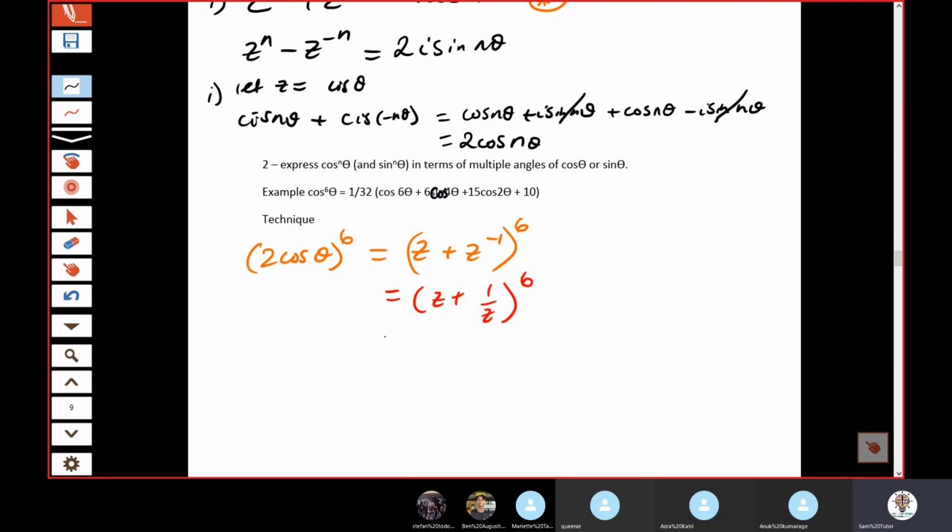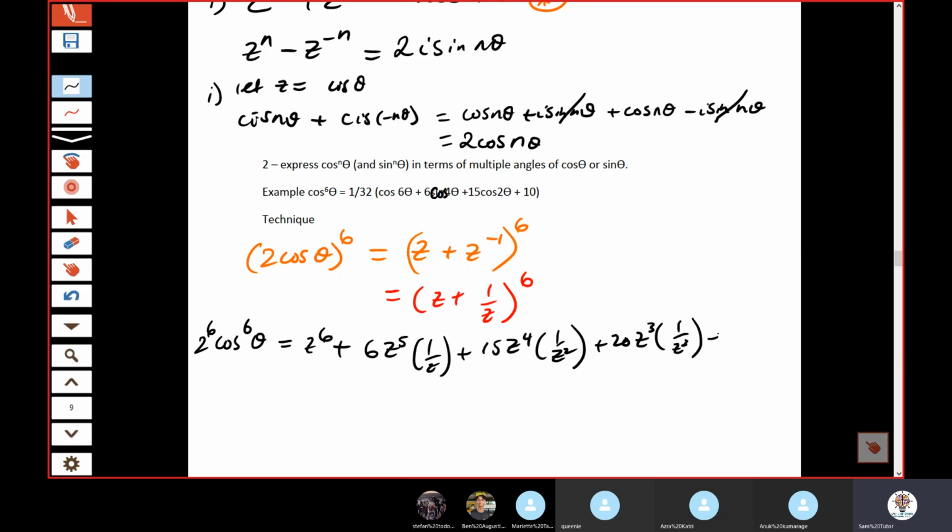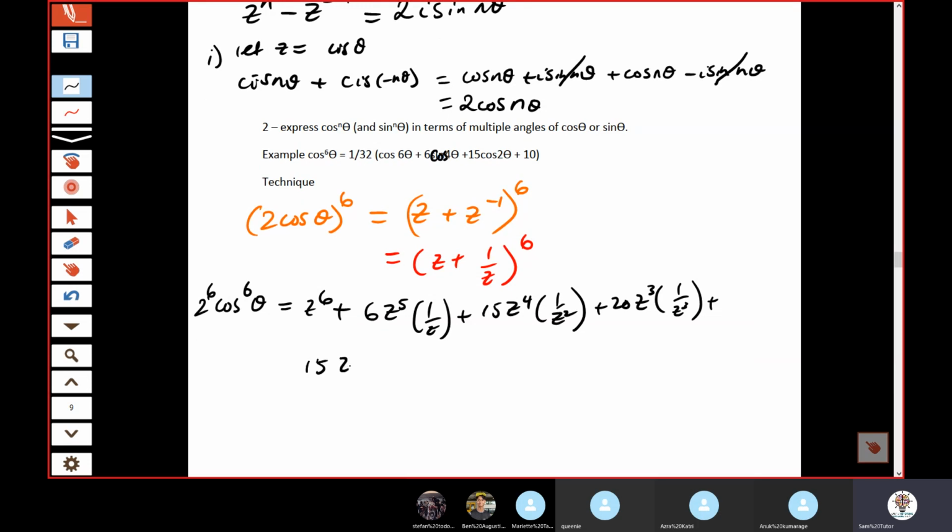The rest is easy. Equals. Let's give myself a little bit of room. 2 to the 6 cos to the 6 theta equals z^6 plus 6z^5 times 1 on z plus 15z^4 times 1 on z squared plus 20z cubed times 1 on z cubed plus 15z squared times 1 on z^4 plus 6z times 1 on z^5 plus 1 on z^6.